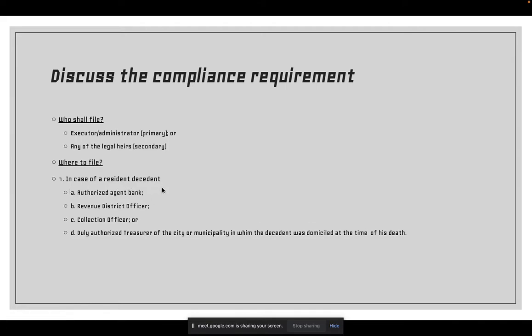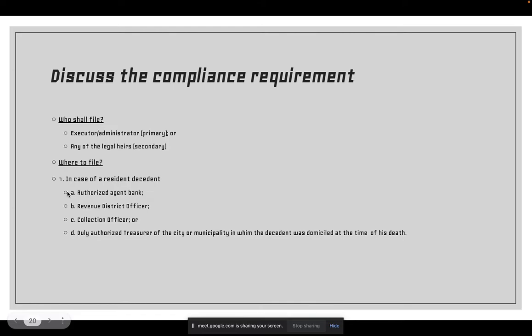In case of a resident decedent, where to file: the authorized agent bank, revenue district officer, collection officer, or a duly authorized treasurer of the city or municipality in which the decedent was domiciled at the time of his death. Ito, applicable lang 'to kung wala talagang BIR ang area. But if there is, dun ka talaga. Kung walang BIR, sunod ka sa revenue district officer or sa collection officer at least. Sa last option na yan. In order of priority, to.